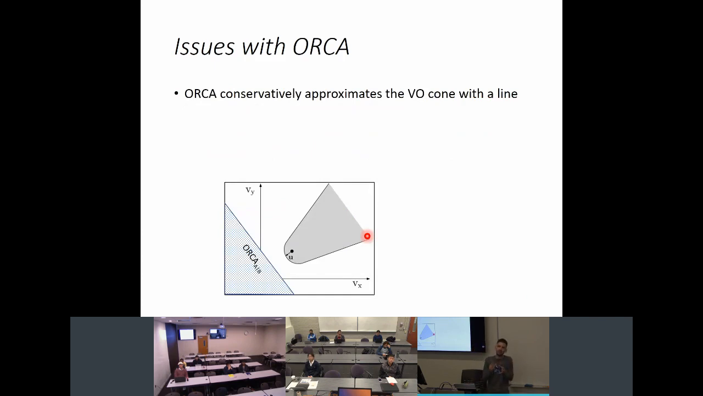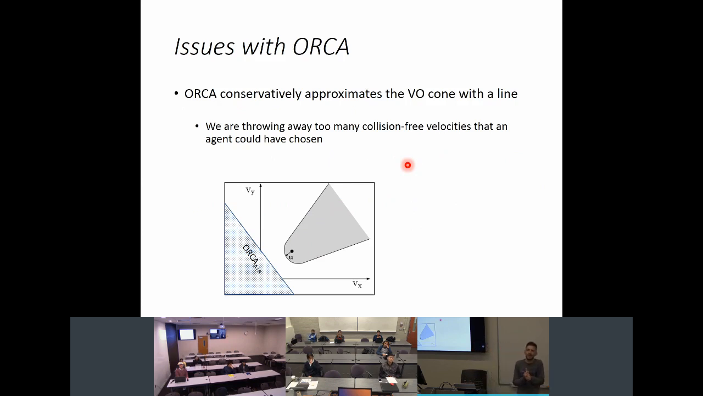ORCA conservatively approximates the velocity obstacle cone with a line, right? So instead of saying that only these relative velocities are not safe to take, I'm actually saying all of these are not safe to take. That means that we're throwing away too many collision-free velocities that an agent could have chosen. All of this white space that you see over here, we just throw it away right now. And we're saying only the blue region is safe to take, right?